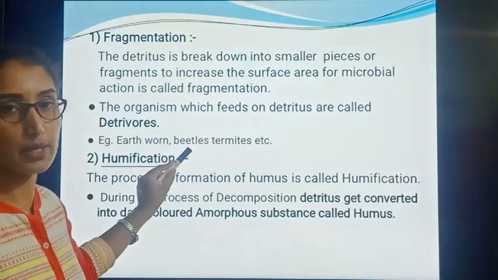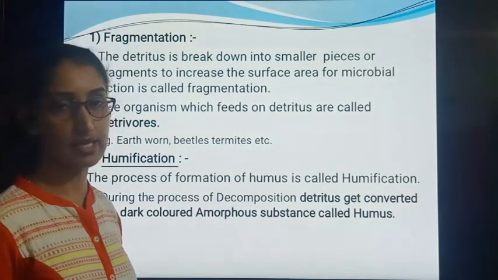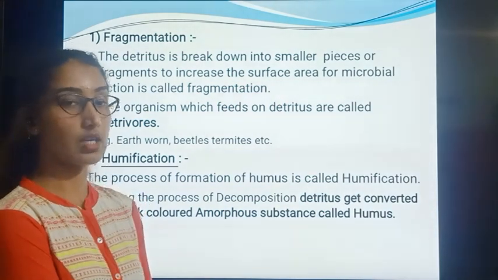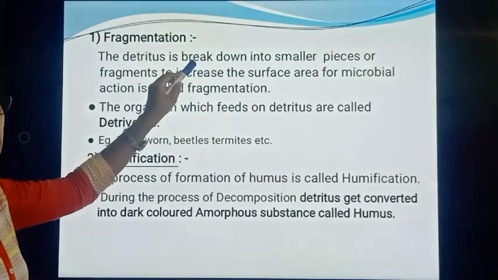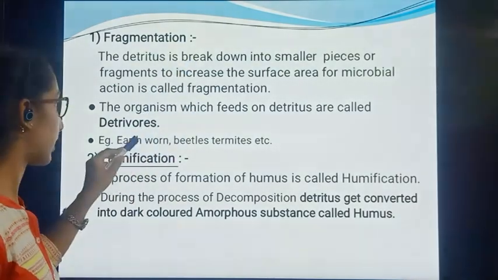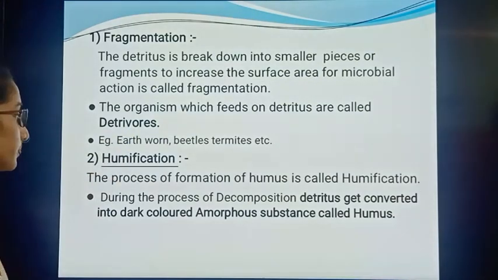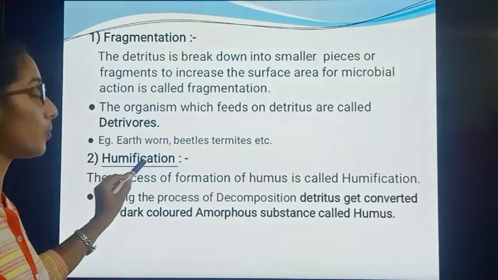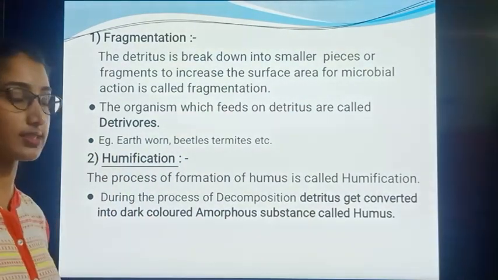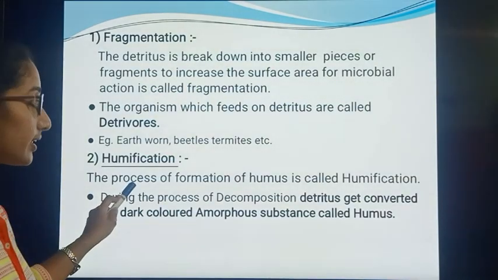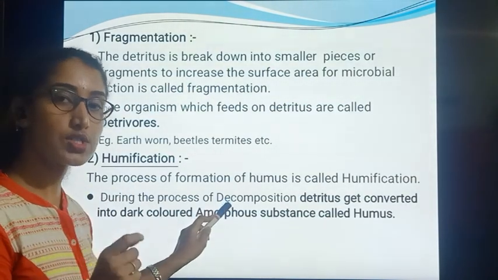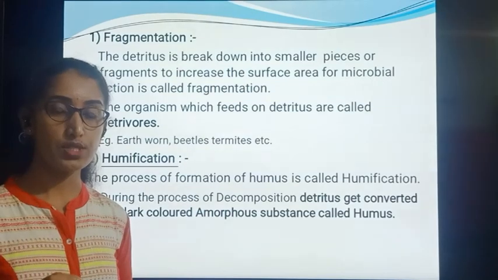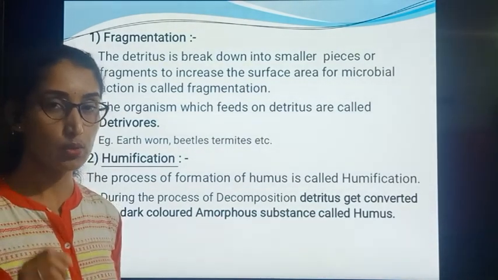The second one is beetles and termites. Beetles, termites, etc. are insects which are also involved in breaking down the detritus, and hence we can consider them detritivores. The second step under decomposition is humification. It's the most beautiful step, the process of formation of humus, which is called humification.